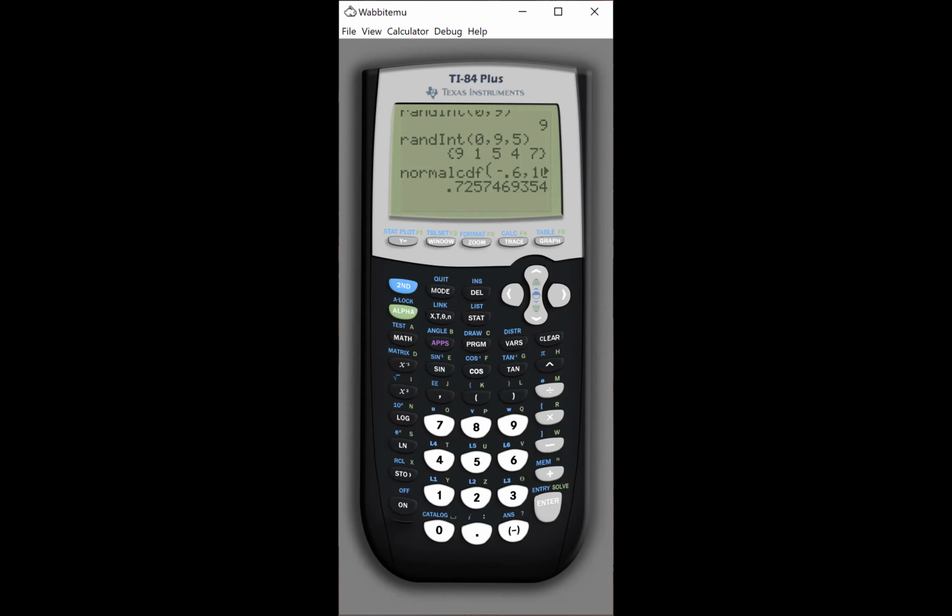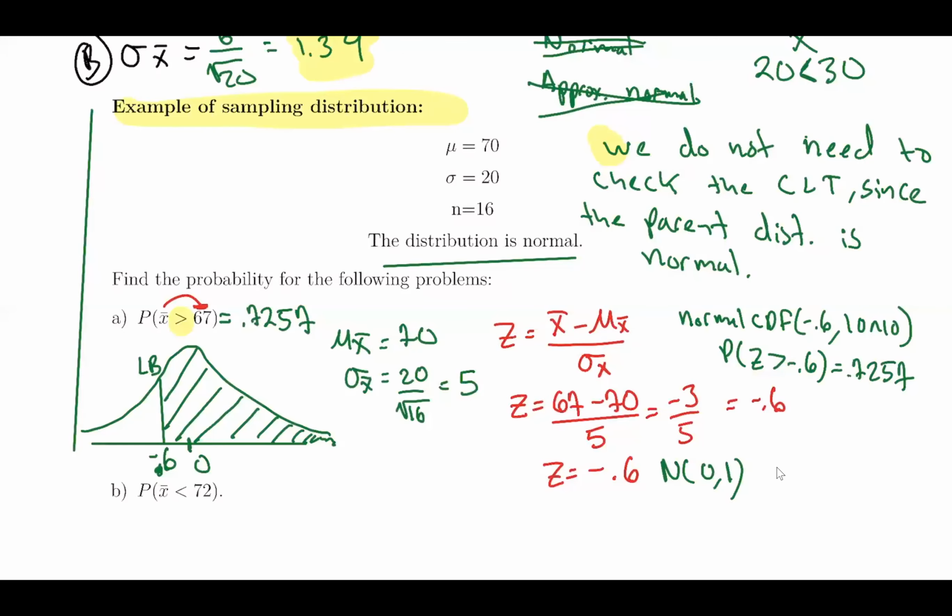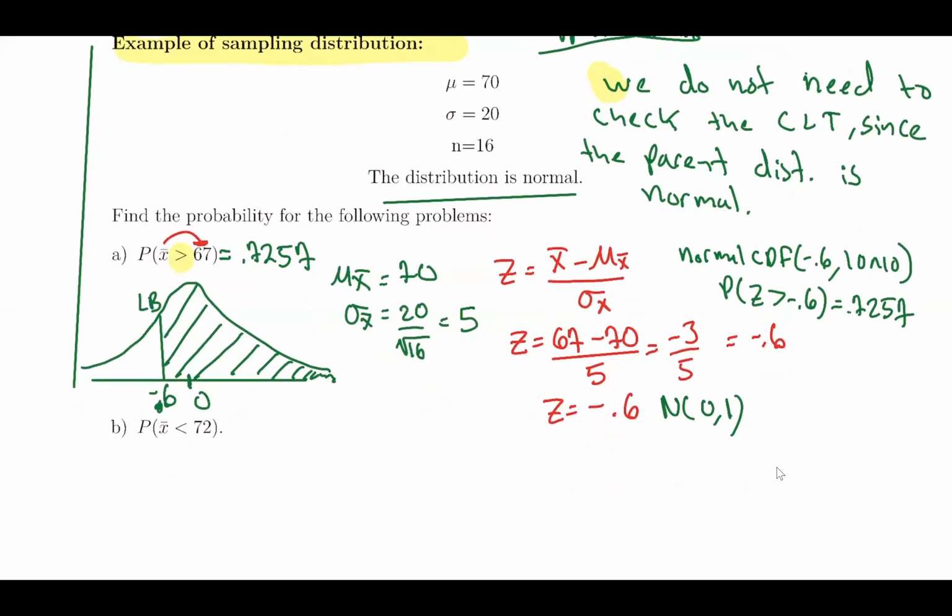So let me switch back over to my notes so that you can see that. All right, so if you look right here, I put this as the answer, but you can also put this as the answer because both of them are the same. So you can either say the probability that x bar is greater than 67 is equal to 0.7257, or you could say the probability that z is greater than negative 0.6 is equal to 0.7257. All right, and we're all done with A. Any question in regard to A?